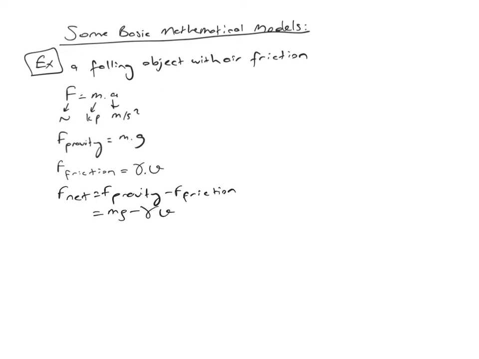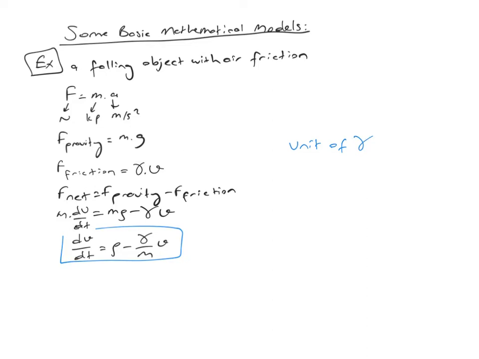F net is equal to M times A. Acceleration is the first derivative of speed, so F net is equal to M times dV over dt. By dividing both sides by M, dV over dt is equal to G minus gamma over M times V. This is the differential equation that we look for. What about the unit of gamma?